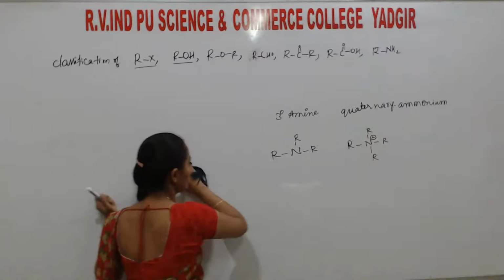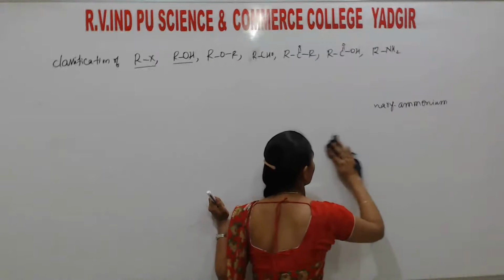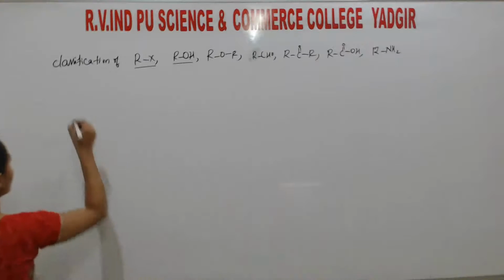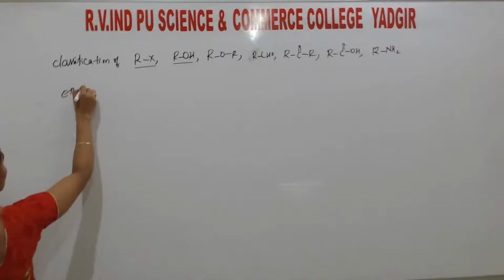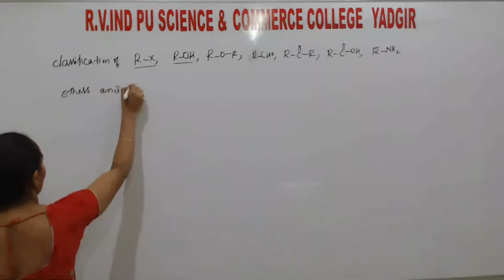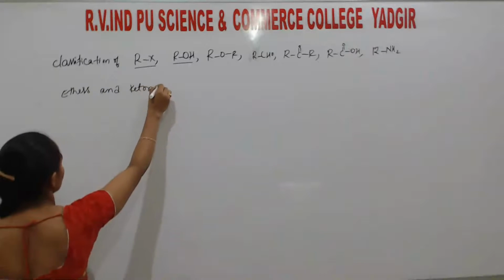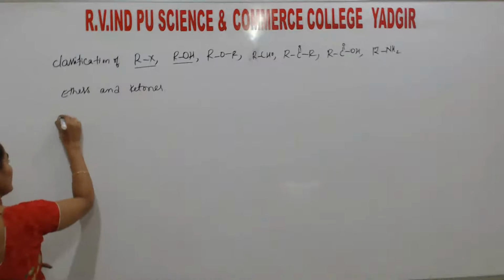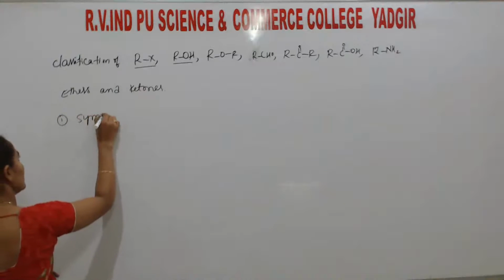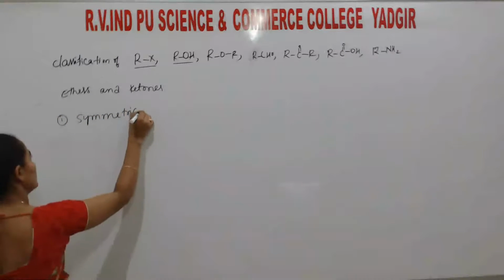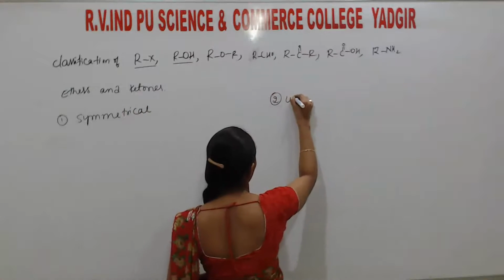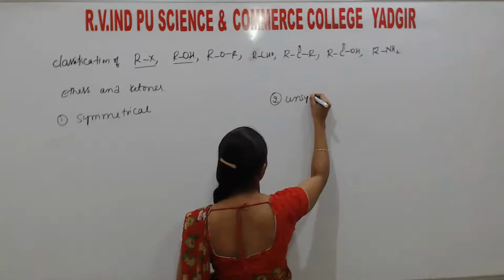So the next comes is ethers and ketones. Ethers and ketones. So students, both the ethers and ketones are classified as symmetrical, and the second one is unsymmetrical.